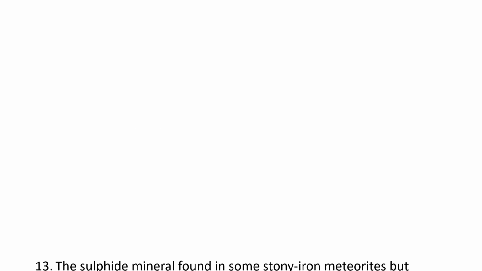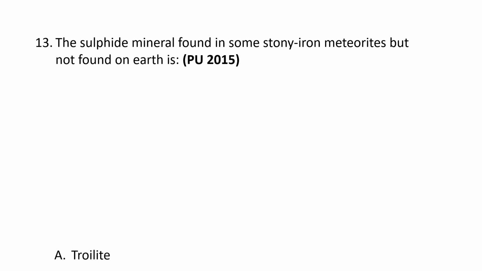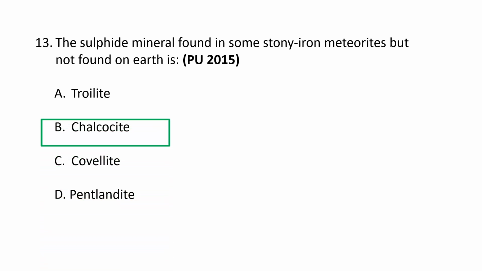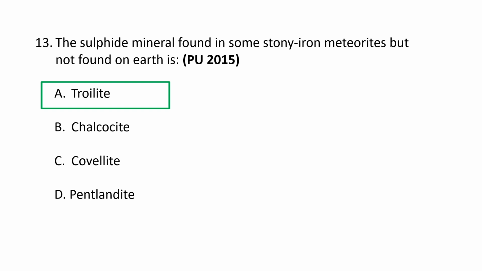Next question. The sulfide mineral found in some stony iron meteorites but not found on Earth is A, troilite, B, chalcocite, C, covellite, and D, pentlandite. So the correct option is A, troilite. The sulfide mineral found in some stony iron meteorites is troilite, that is iron sulfide. A, troilite is the correct option.